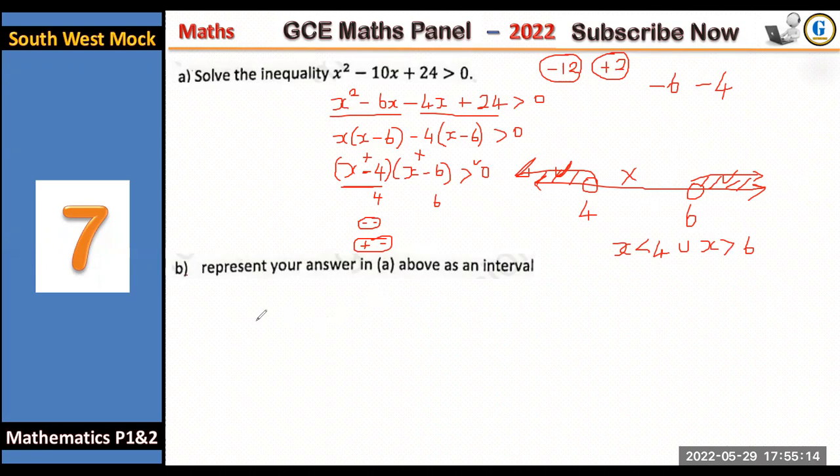So as an interval notation, it is from negative infinity to 4. This is the first part that is pointing backwards from 4, and 4 is not included. Then it continues, so we write union from which number? From 6 now, right? Yes, sir. From 6 to positive infinity. So this is your answer in interval notation.